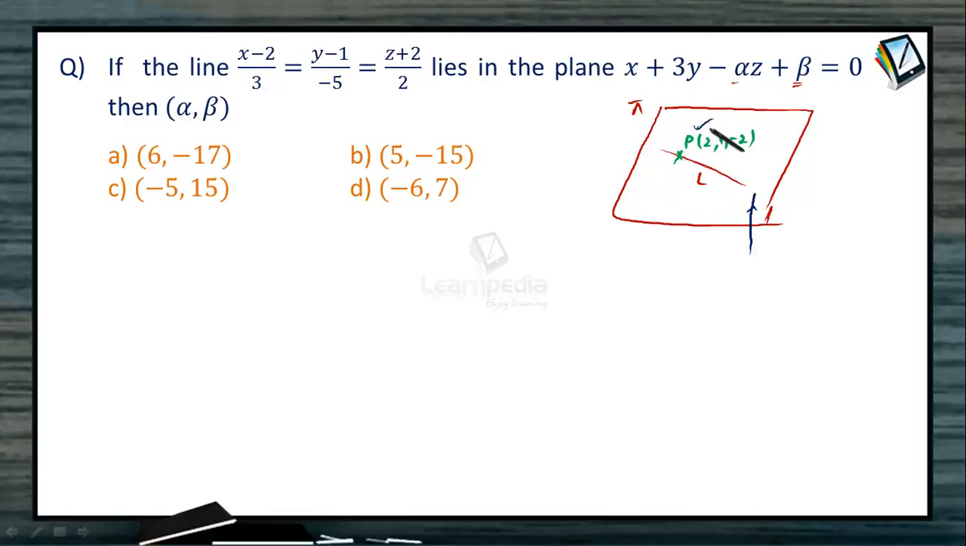So we got two conditions. One is the point P lies on the plane and another one is the normal of the plane will also be a normal to the given line. Let's use each of them to get the values of alpha and beta.